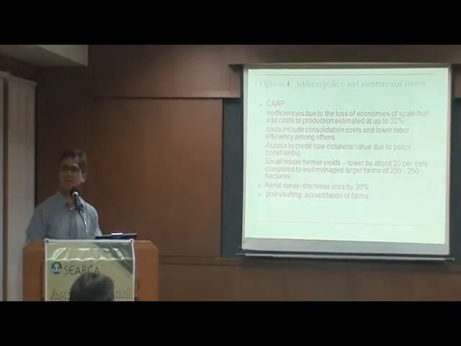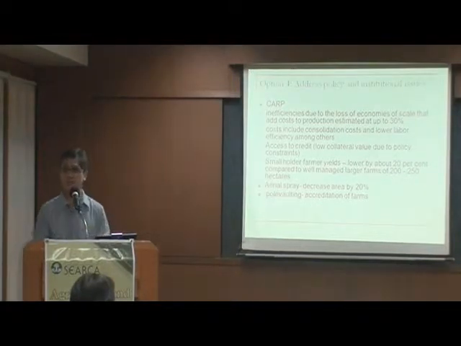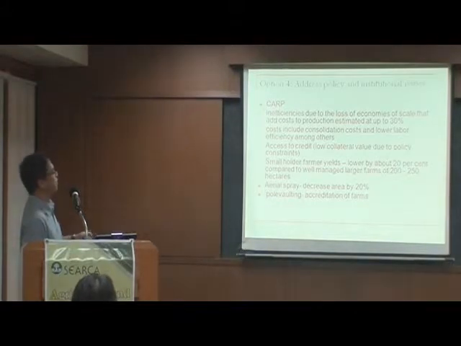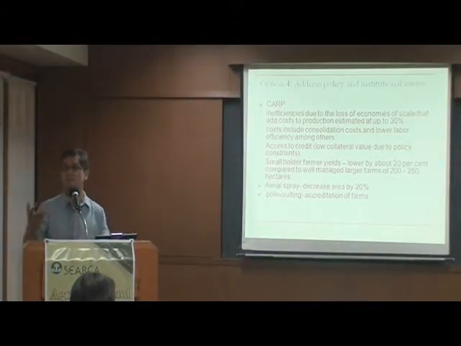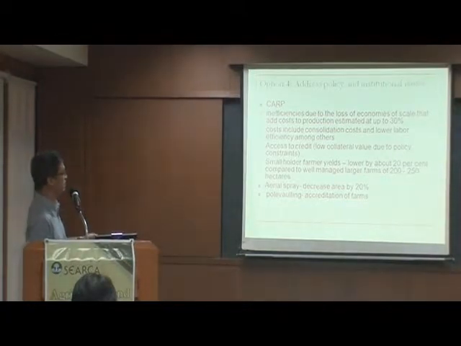And there are also policy issues with CARP. There's a study that shows there's a loss because of the diseconomies of scale by about 30%. This is due to consolidation costs, lower labor cost efficiency, and there's also a problem of access to credit with CARP because the value of your CARP land is low. That's considered low by Land Bank, for example. So it's very, very difficult to access credit, even if you are in a cooperative. And studies would also show that if you are a small farm, your yield would be 20% lower compared to a larger farm. And again, there's this issue on the ban on aerial spray, which would decrease the area and increase your cost, and also an issue of pulp vaulting.